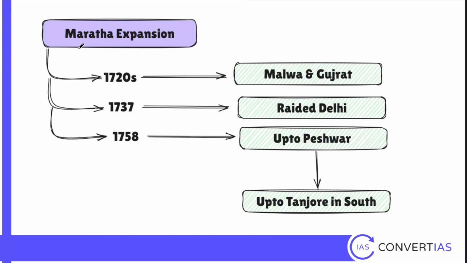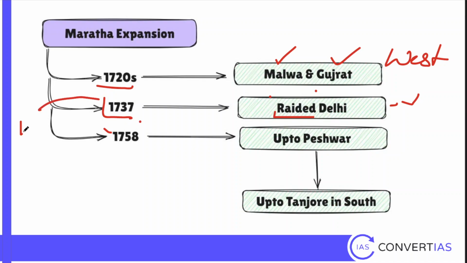Now you see this expansionary phase. In 1720, the Marathas conquered Malwa and Gujarat, the western side. When it reached 1737, they raided Delhi. So see the term raid. So this is how they operate. In 1739, Nadir Shah comes. He also raids Delhi. So double blow to the Delhi Mughals. So plunders are happening all through this while.